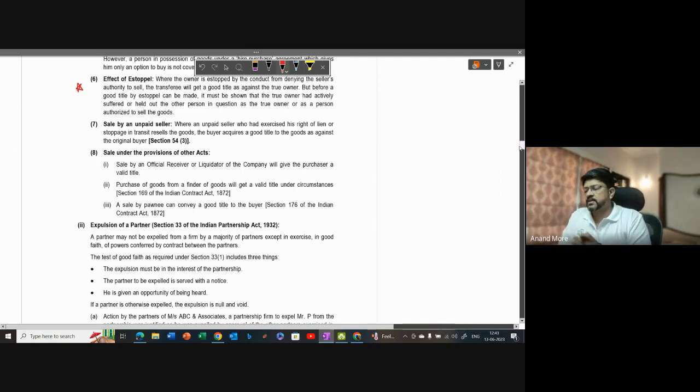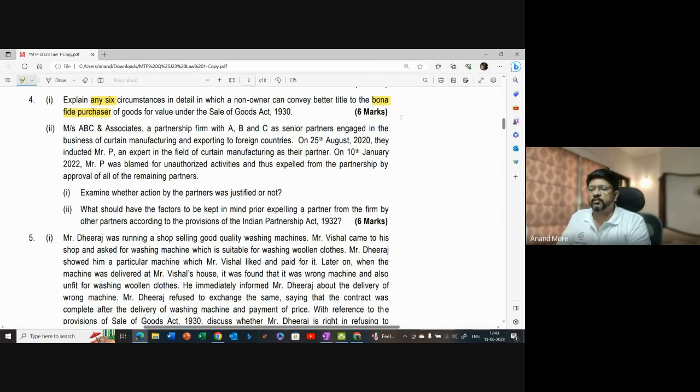And the last part, sale by a pawnee can convey a good title to the buyer. That is the pawn shop. That is considered here. So these are the points. Out of these 8 points which are given, you can write any 6 points, whatever you find convenient.